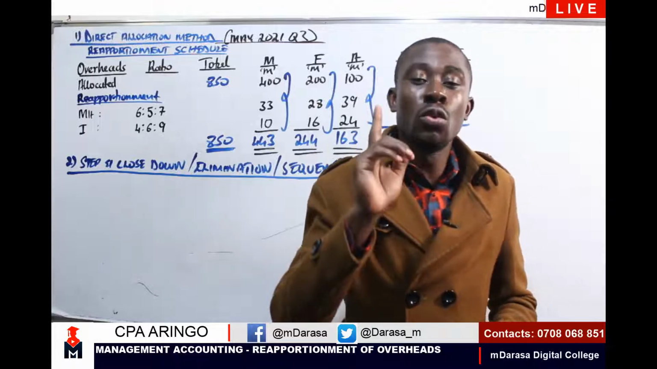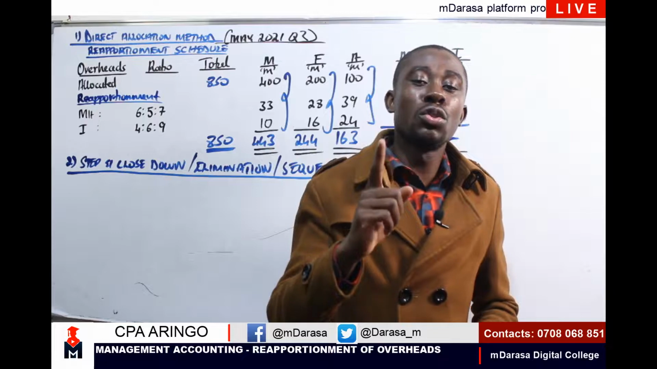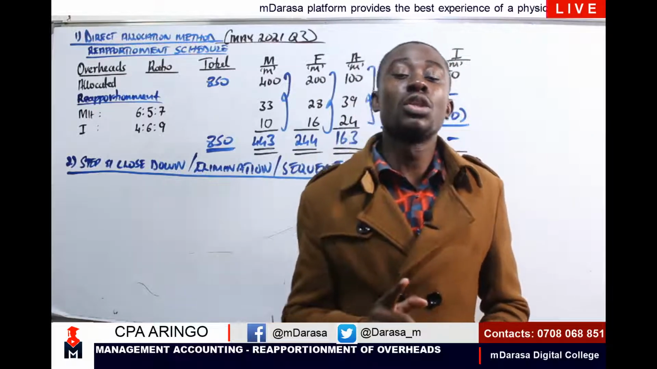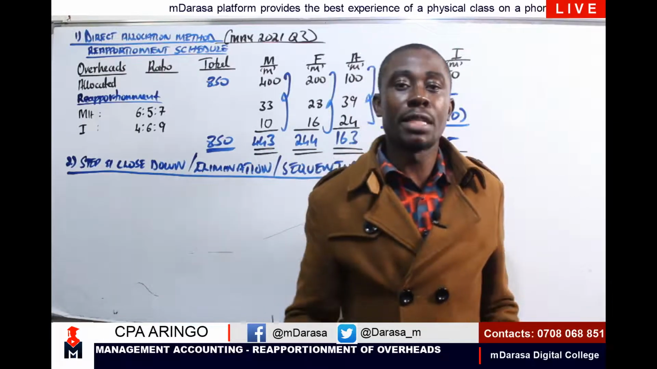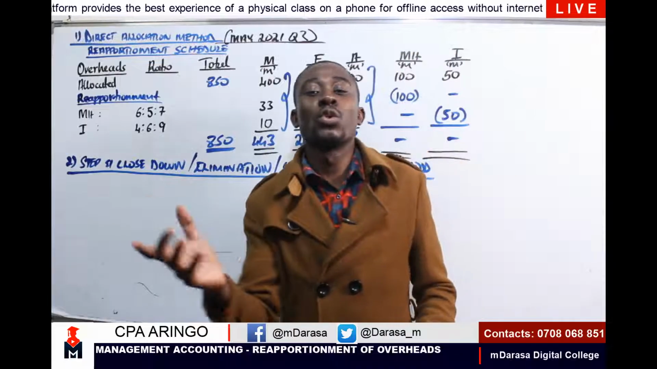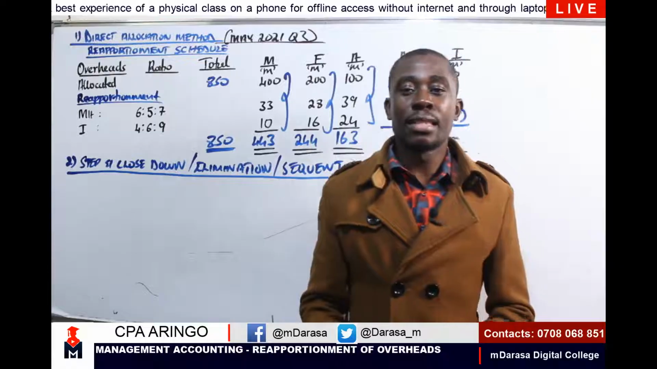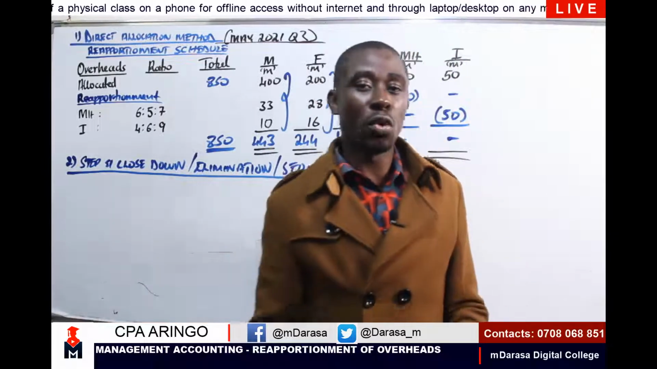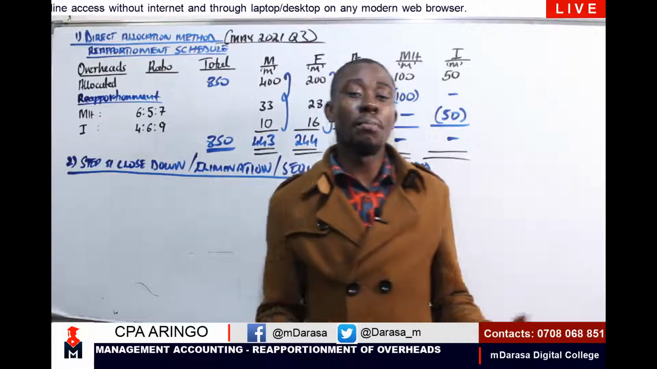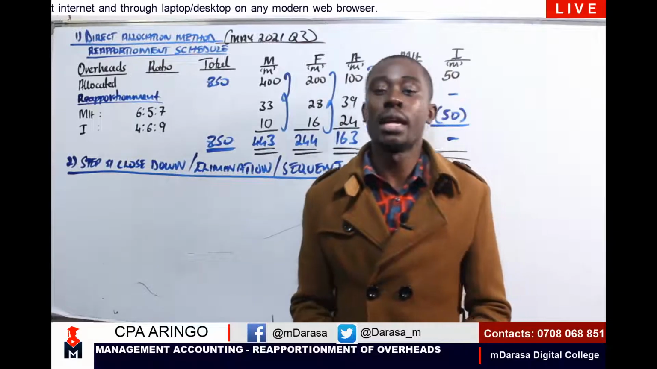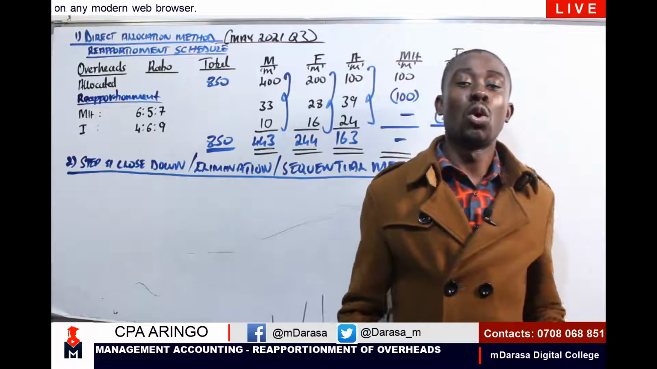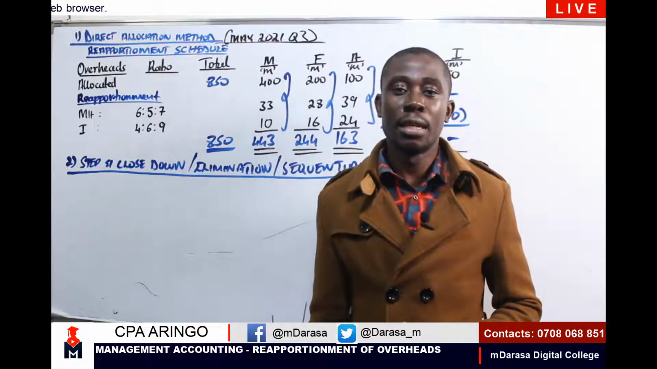Using the step and close down method, the first thing we are going to do is identify the service department that has the most overheads. This is the service department that you are going to reapportion first to all the departments, including service departments. Then you close that department completely. Next, we consider the second service department that has the highest overheads. We use the same procedure, reapportioning all its overheads to all our departments, including service departments if there are any, and then close it down. You repeat the same procedure till you are done with all the service departments. To understand this concept clearly, we can consider a question.